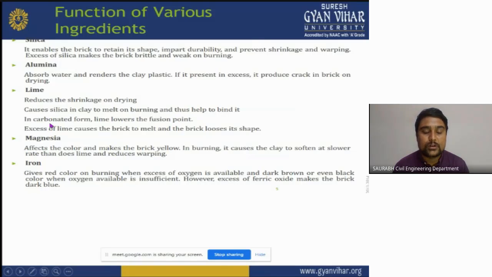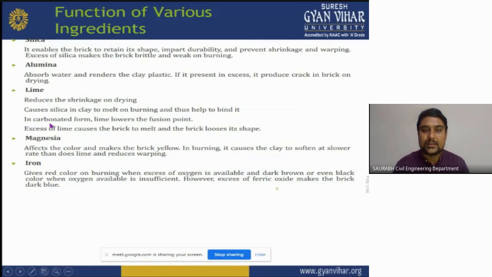Now we will see the work of iron oxide. It gives the red color on burning when excess of oxygen is available, and dark brown or even black color when oxygen is insufficient. However, excess of ferric oxide makes the brick dark blue. And this was the work of the ingredients which are available in the earth brick.